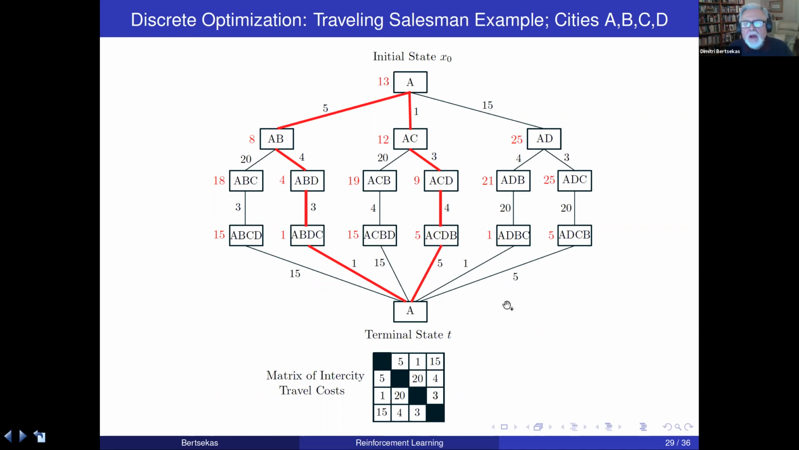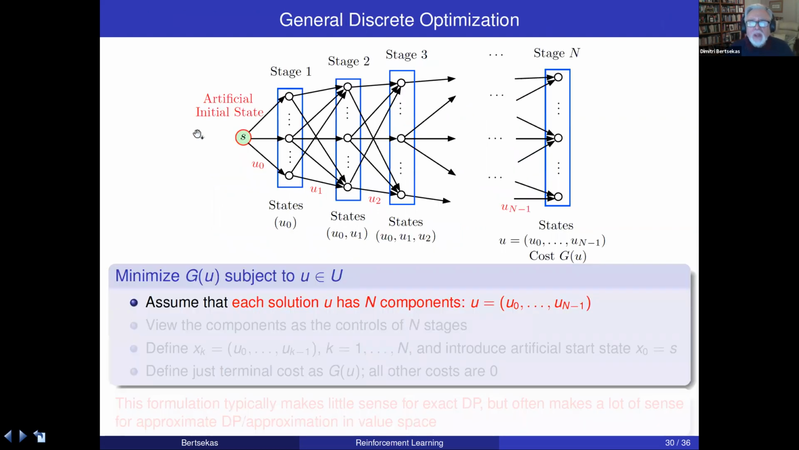Okay, now motivated by those two previous examples, we can come up with a general method, a general formulation for discrete optimization. Now let's go to the most general discrete optimization problem that you can think of, which is to minimize some function g of a variable u, subject to u being in some arbitrarily large but finite set.